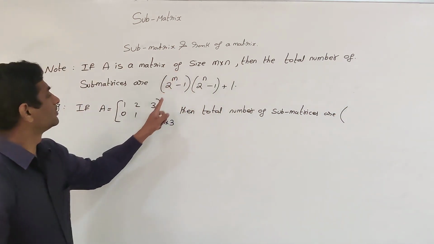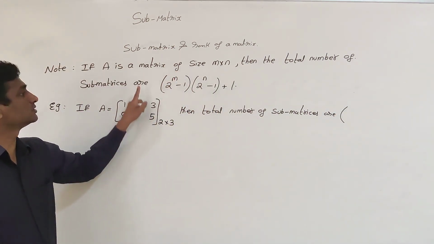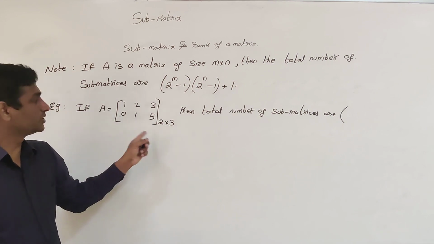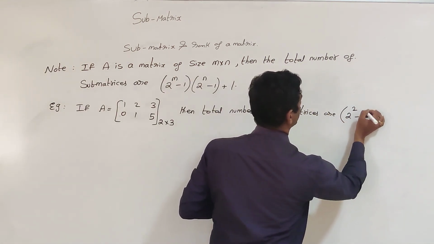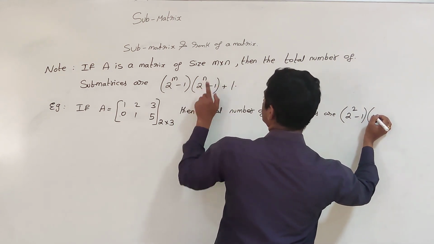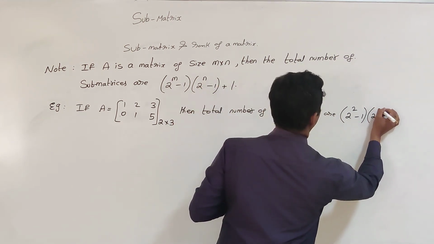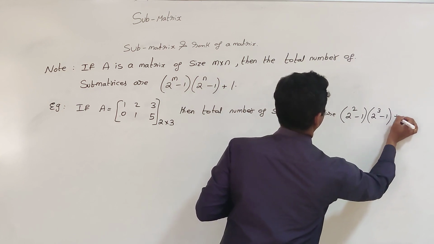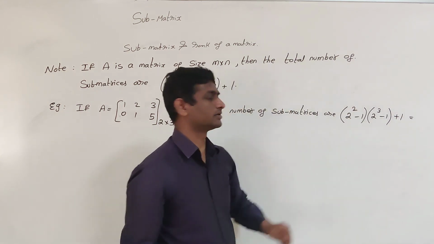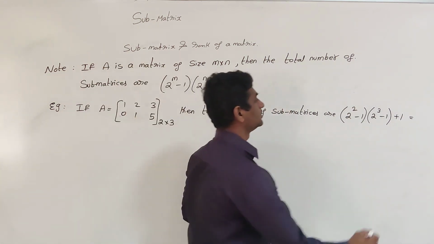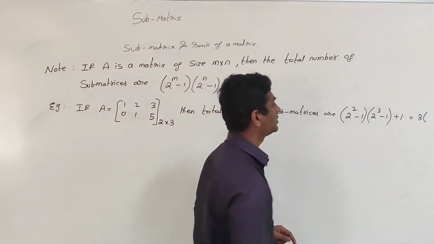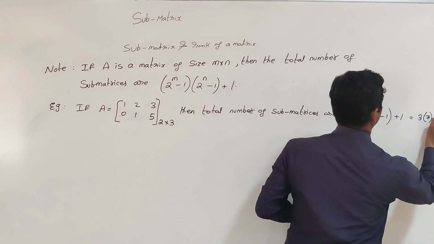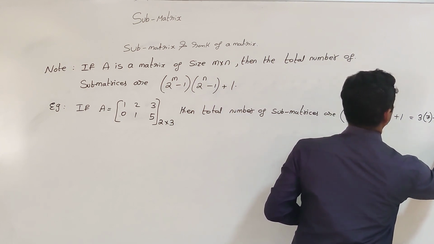2 to the power of m. M indicates 2 because m rows. So here 2 rows. 2 square minus 1 into 2 to the power of n, that is 2 cube. 2 cube minus 1 plus 1, that is 2 square, 4. 4 minus 1, 3. 3 into 2 cube, 8. 8 minus 1, 7. Plus 1. So overall it will be 22.